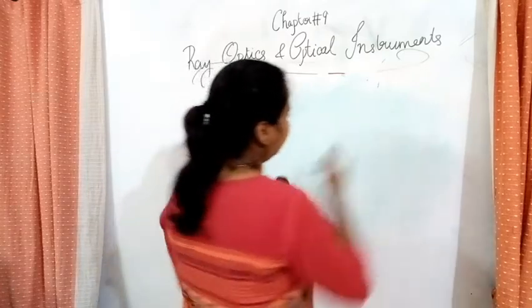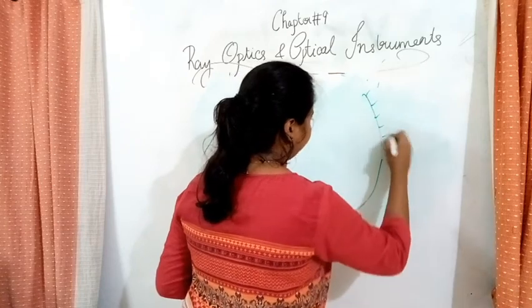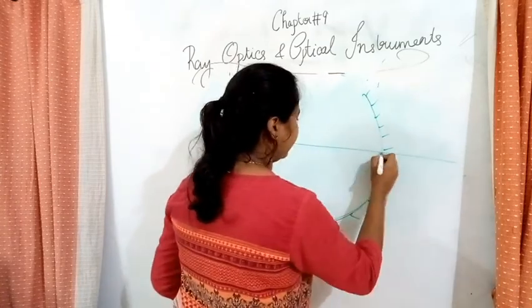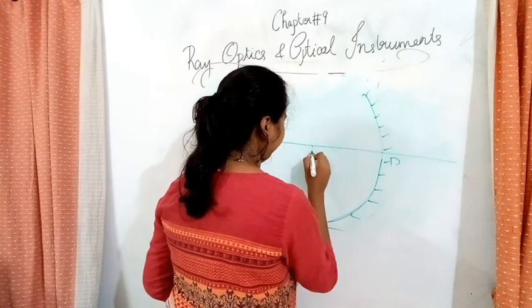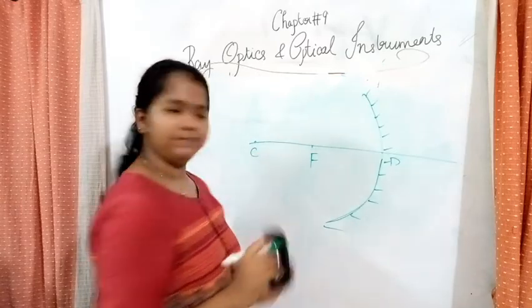This is our mirror and this is the non-reflecting side. This is the principal axis. This is the pole. This is the focus. This is the center of curvature. Am I right?